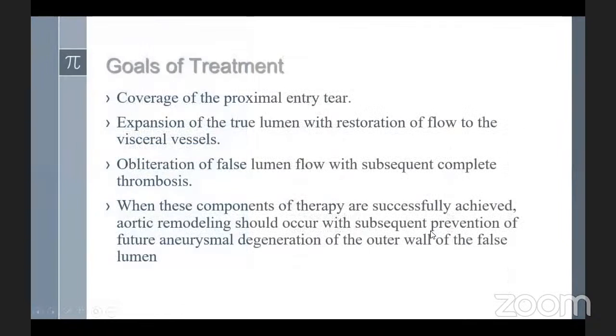So what are the goals of treatment in aortic dissection? Number 1, we have to cover the proximal entry tear, and number 2, we have to expand the true lumen with restoration of the blood flow to the visceral vessels. And number 3, we have to obliterate the false lumen for complete thrombosis. So these are the 3 components that need to be reached in management of the dissection: coverage of the entry point, restoration of the flow in the true lumen, and obliteration of the false lumen. When these components are successfully achieved, aortic remodeling occurs with subsequent prevention of future aneurysmal degeneration and dilatation.